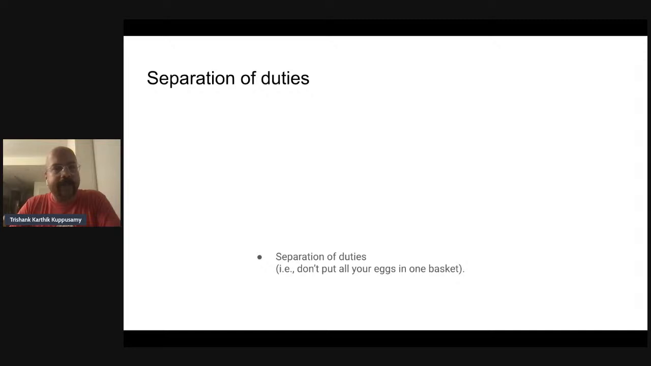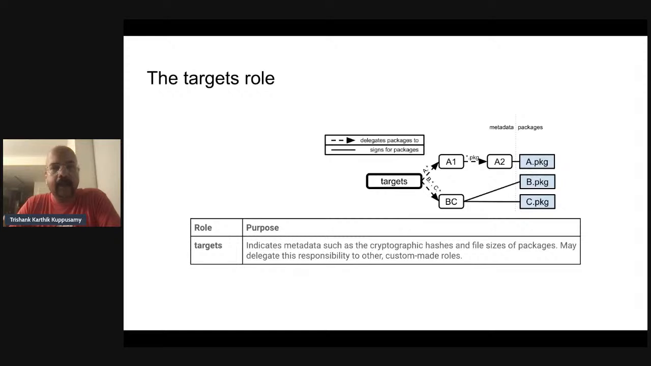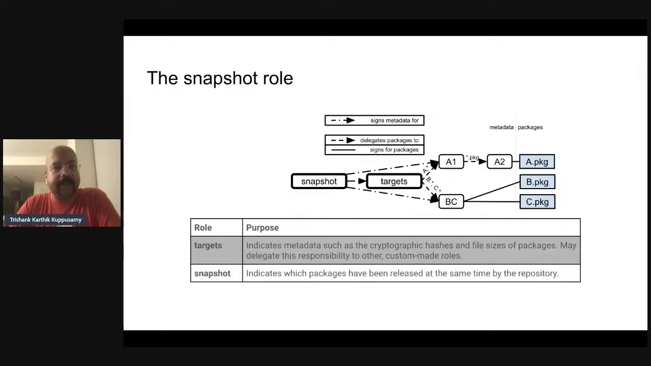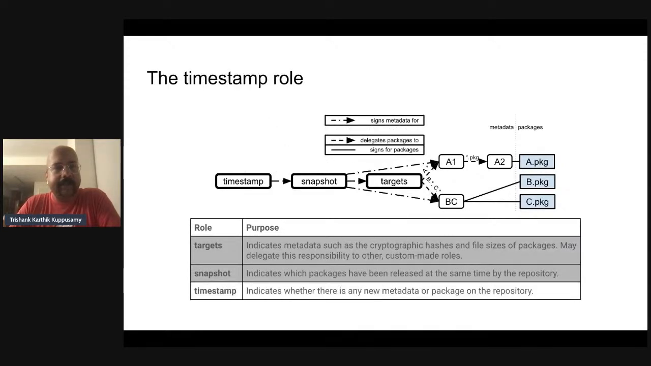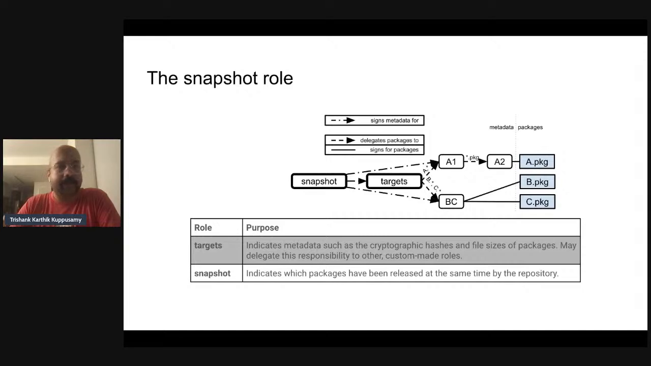Okay, so the first design principle is separation of duties. Grandma always told us, don't put all your eggs in one basket, right? Same thing here. We just sign different pieces of metadata. Remember the metadata I talked about? Just information about packages, or other metadata. So you can have metadata of metadata, depending on how deep the layers go. But the point is just information about something. We don't need to worry about what it is right now.